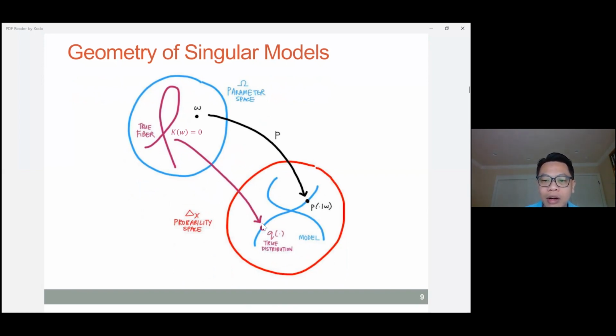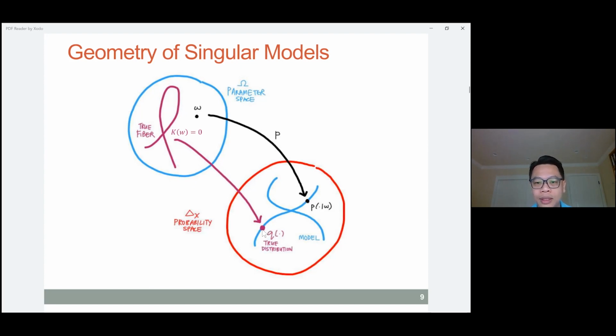And now I'm going to make a very big assumption. I'm going to assume that my true distribution is in the model. Of course, a lot of what I'm going to discuss applies also when Q is not in the model, but I just want to make things simple today. So I assume that my true distribution is in the model. It is a point in the image of this map.